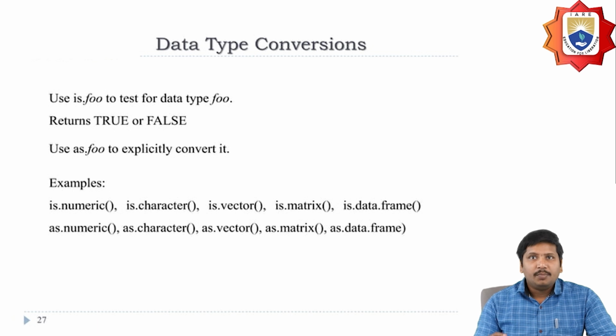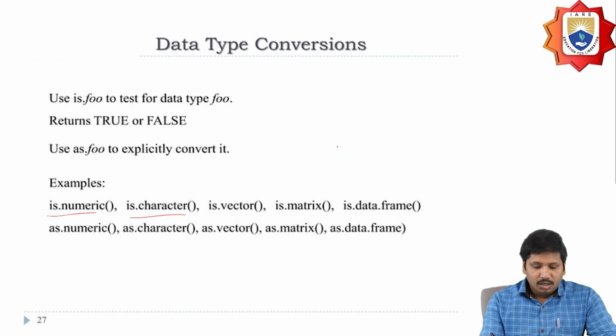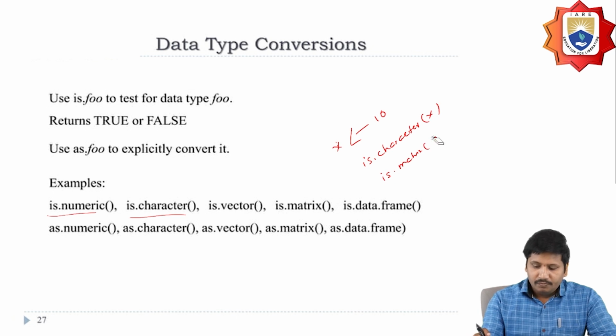Here I can convert the data type. For this we have some examples like the is.numeric function and the is.character function. Suppose x is equal to 10. If I want to convert it into a character, I can write as.character of x. Similarly, if I want to convert it into a matrix, as.matrix of x, which will be one by one, so one row and one column. Like this, I can make use of these.